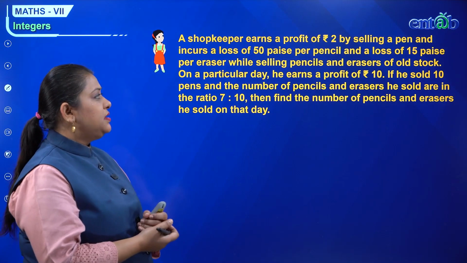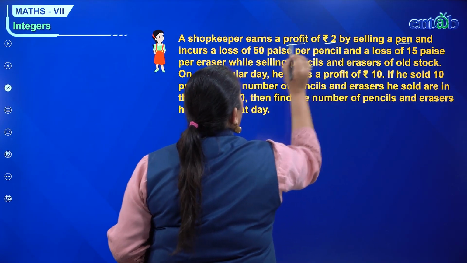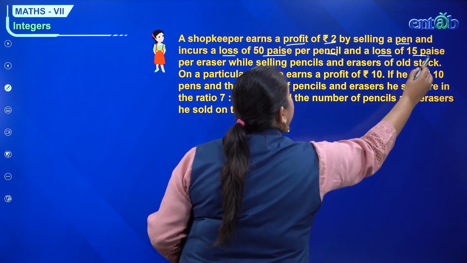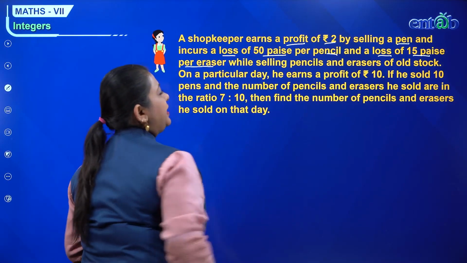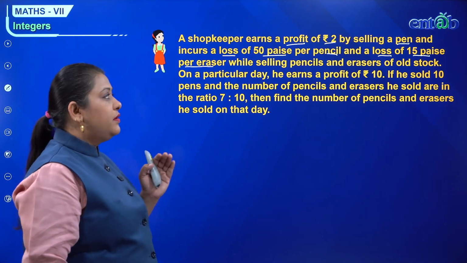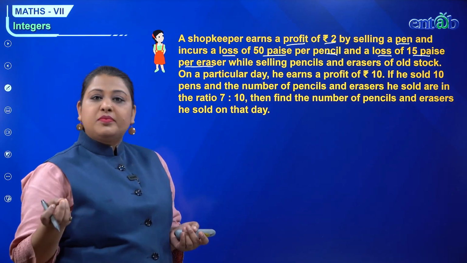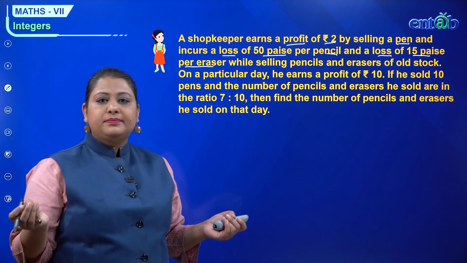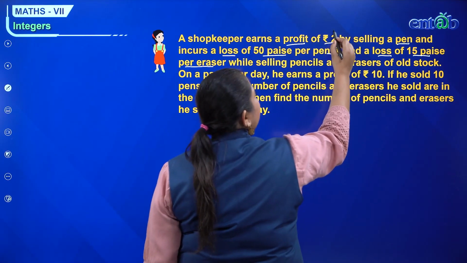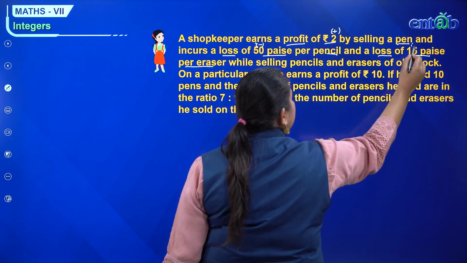A shopkeeper earns a profit of 2 rupees by selling a pen and a loss of 50 paise per pencil and a loss of 15 paise per eraser while selling pens and erasers of old stock. Now, you have already learnt in integers that profit is a positive number. And what about loss? Is it positive or negative? It's a negative number, right? So, we can say this is positive, this is negative, and this is negative.